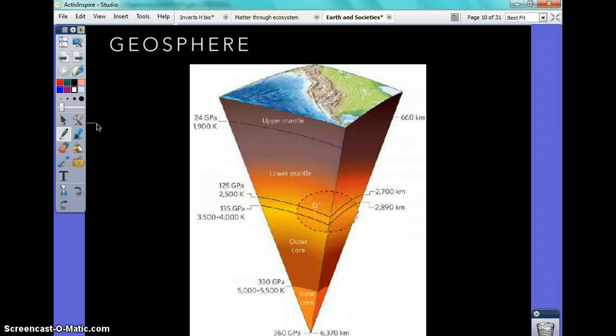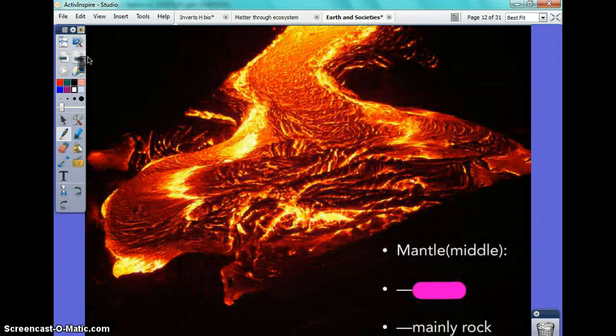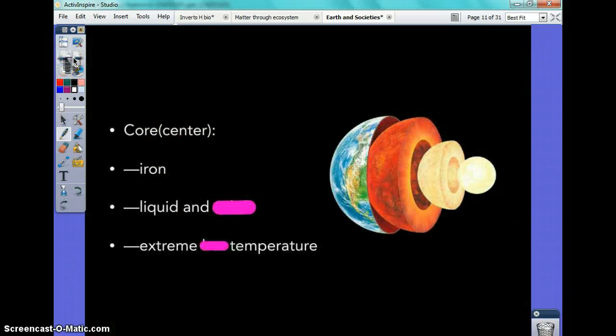Okay, so the geosphere. So, can anybody give me a definition for the geosphere? Yeah, it's like the land part of the Earth. So there's a picture. Okay, so we're going to talk about the parts of the geosphere. So there's the core, which is the center. It's made of iron, liquid and solid. And what's the temperature? Extremely hot.